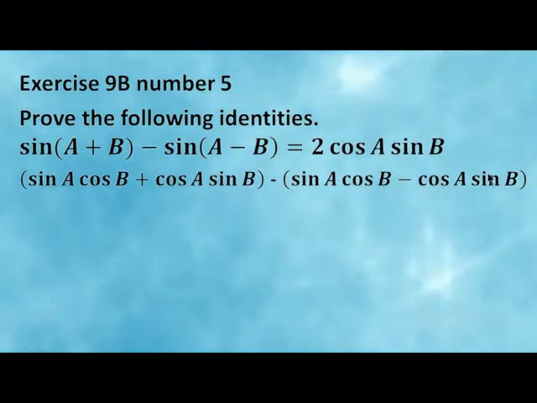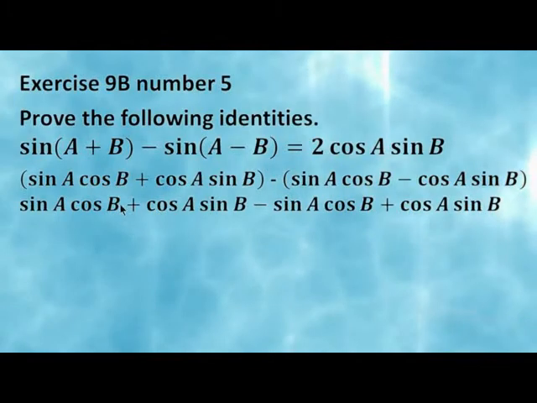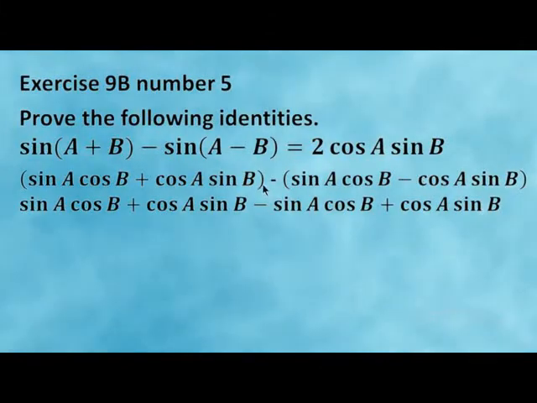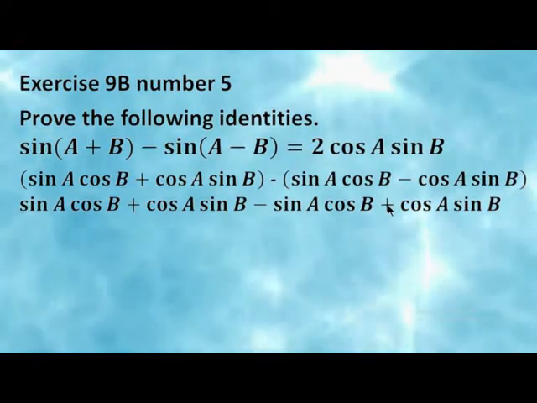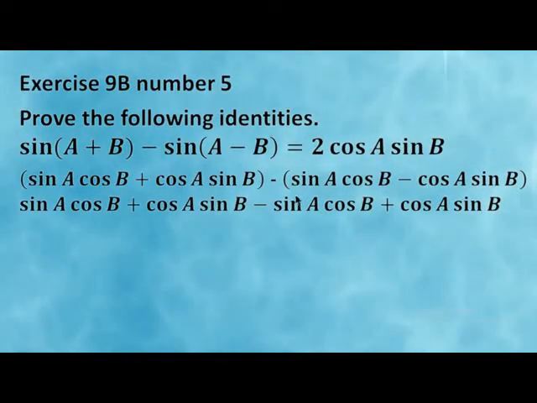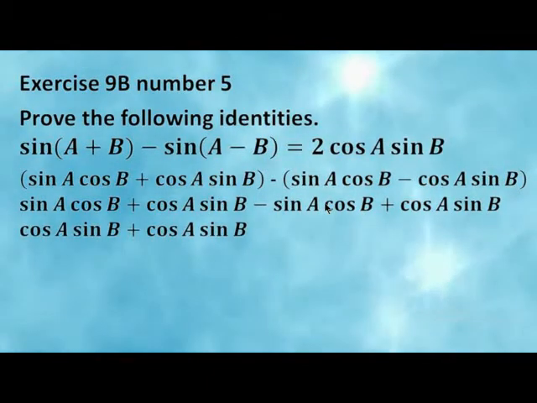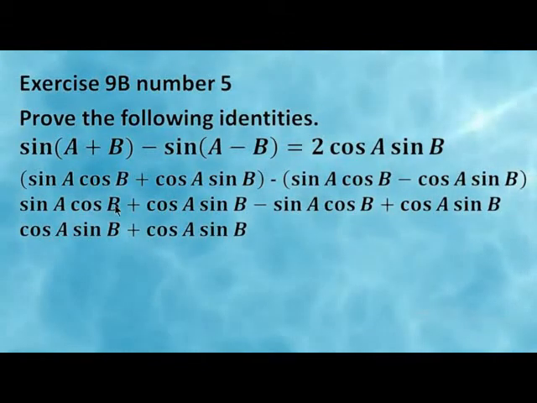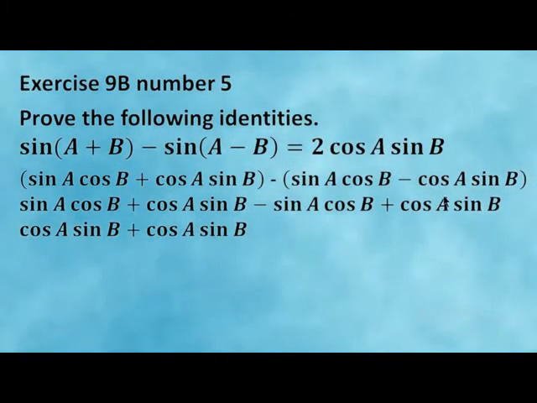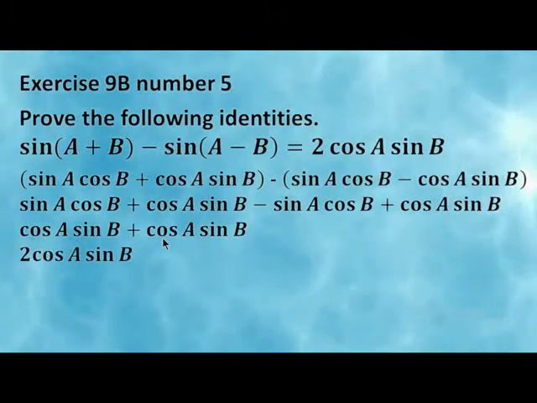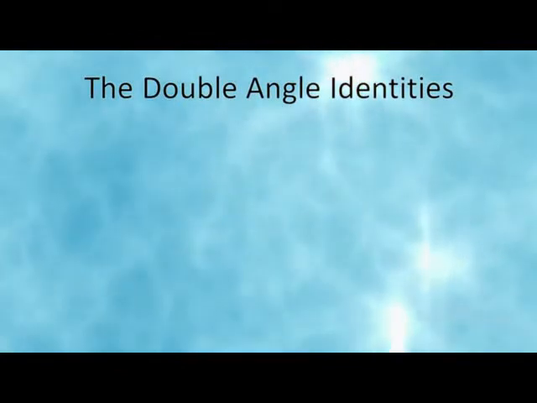And then sine A cosine B plus cosine A sine B minus sine A cosine B, you multiply the minus times minus equal to positive. So plus cosine A sine B. This can be dismissed because this is basically the same. So we got that cosine A sine B from here plus cosine A sine B from here. Okay, so you can add all this together, it becomes 2 cosine A sine B. So it is proved.